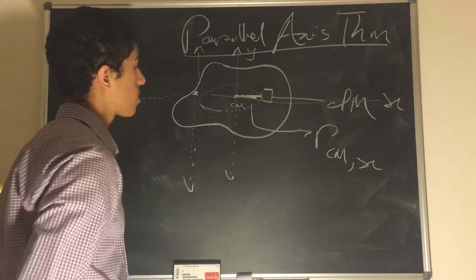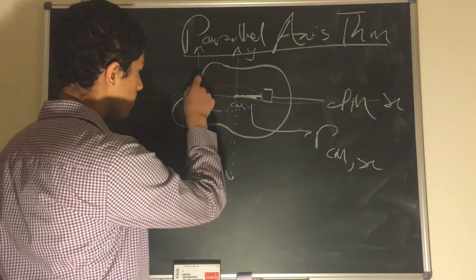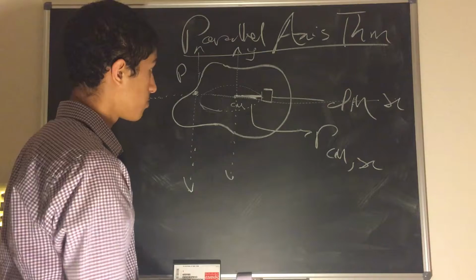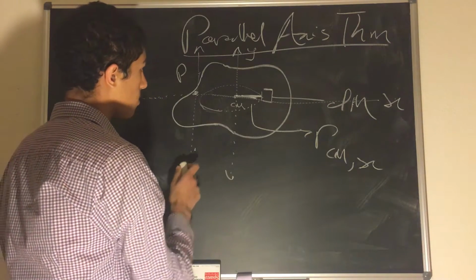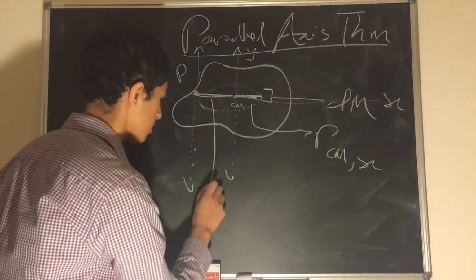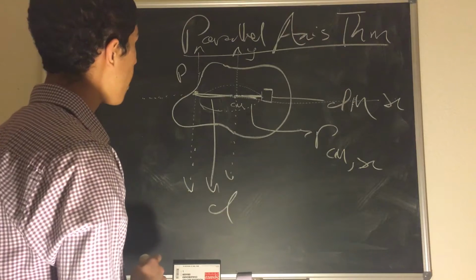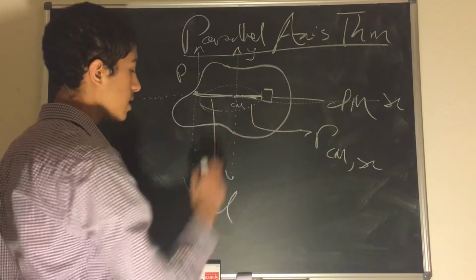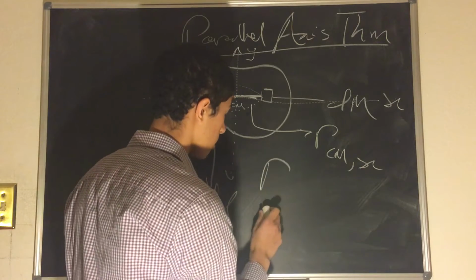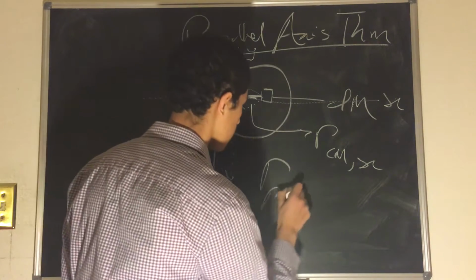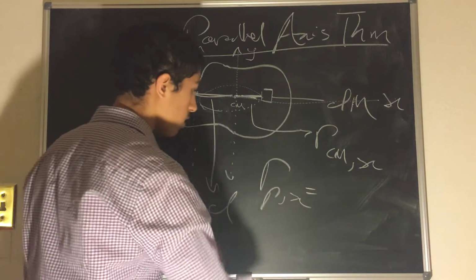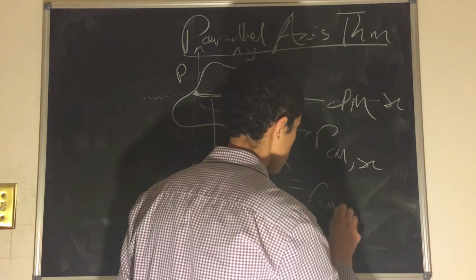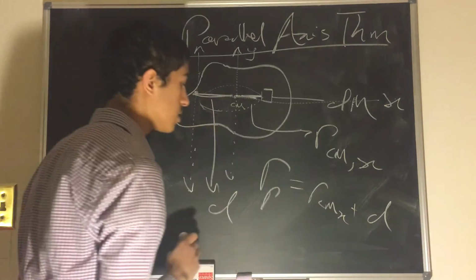Wonderful. So if the new axis going through a point P is parallel to our original axis, which goes through the center of mass of the rigid body, and if this distance here is defined as d, then we have the relationship between the radius from dm to P and from dm to CM: r_P is equal to r_CM,x plus d.